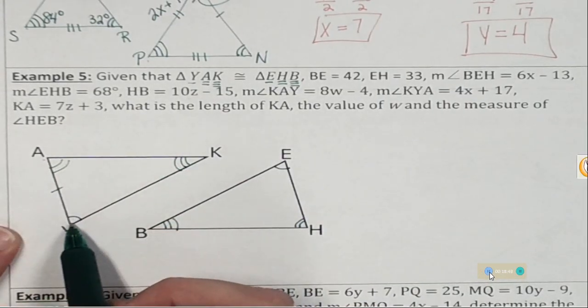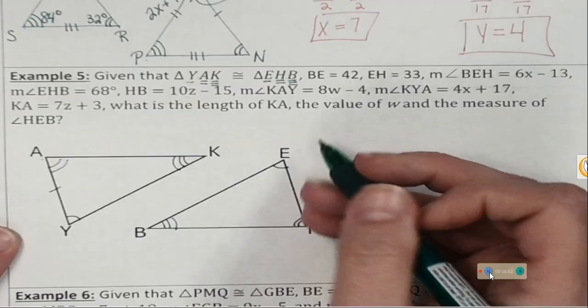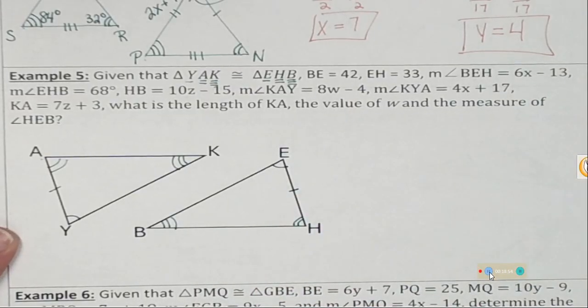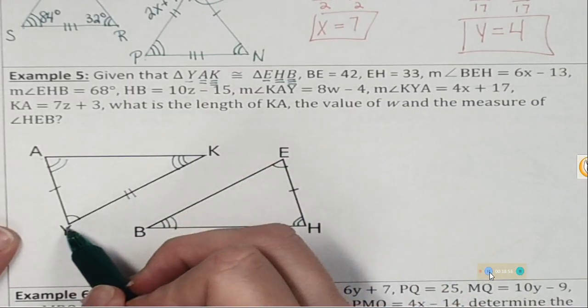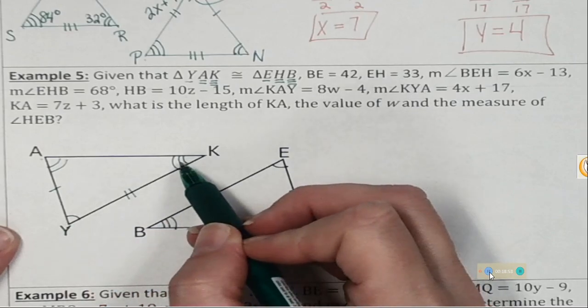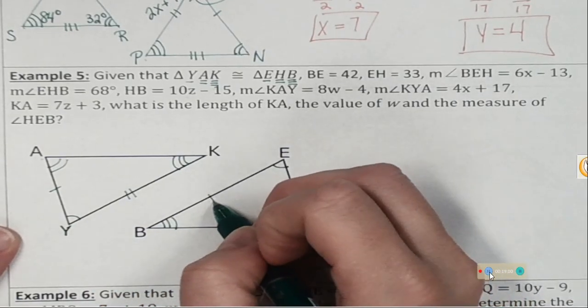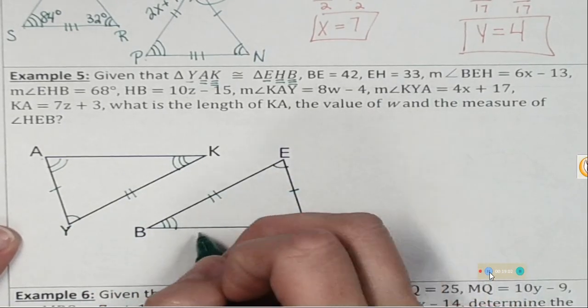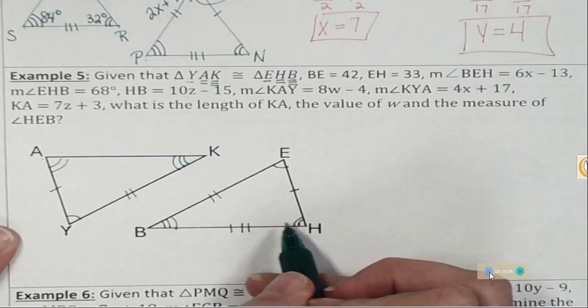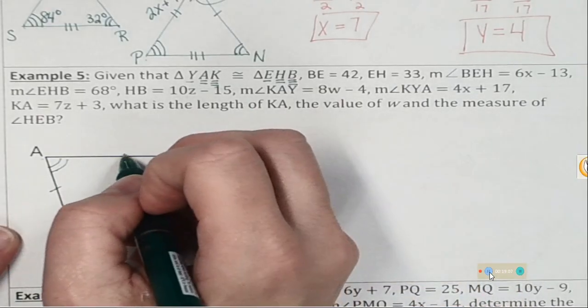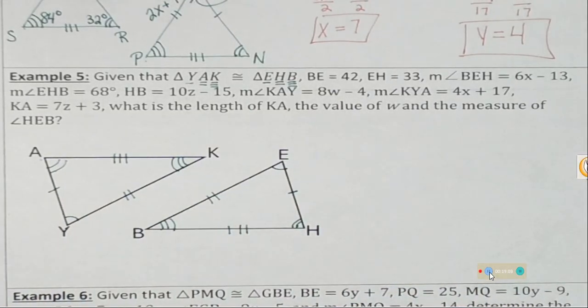KAY is from 2 to 1. 2 to 1 is HE. They are the same. KY is 1 to 3. 1 to 3 is congruent. And then HB is from 2 to the 3. From the 2 to the 3 is the third congruent side.